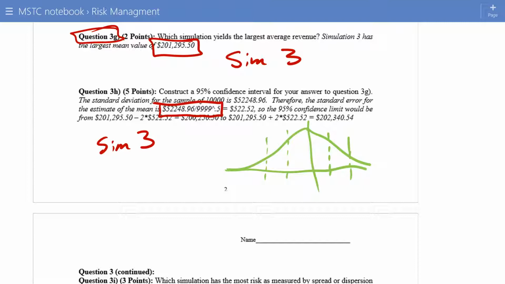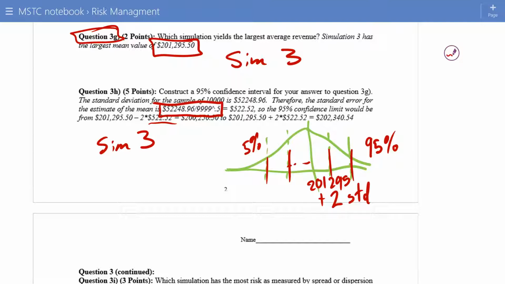The proper end calculation for this is to take your standard error of 522.51, and you're calculating in both directions. So that's 1, and that's 2, that's 1, and that's 2. And then here's your 5%, and here's your 95%. And what he's looking for is what is your range, your upper and lower limit as it relates to your mean. So your mean again was 201,295, and you add 2 standard errors, and you subtract 2 standard errors.